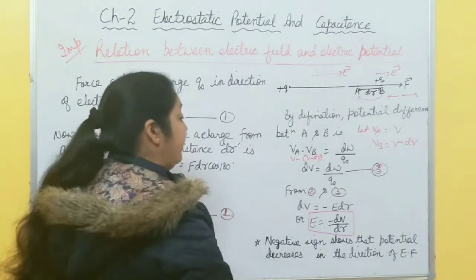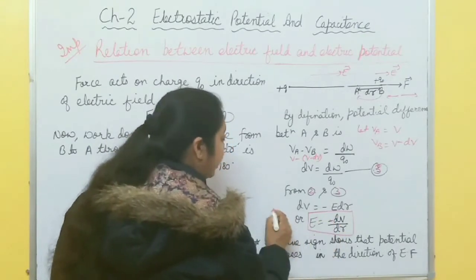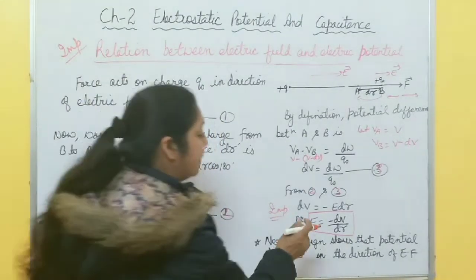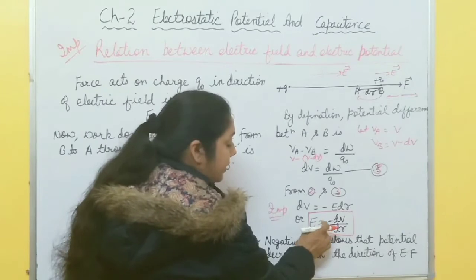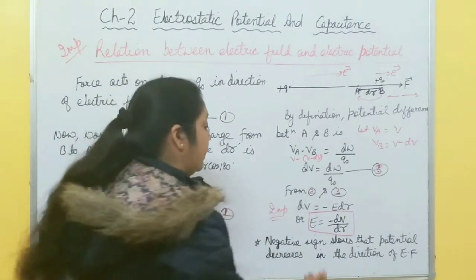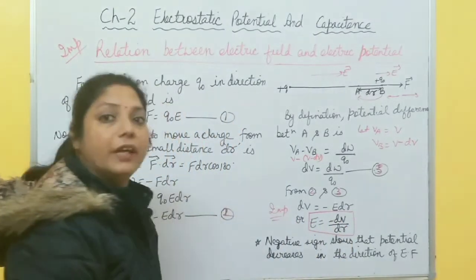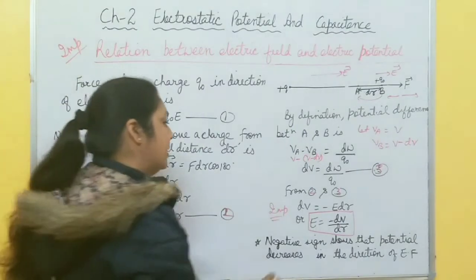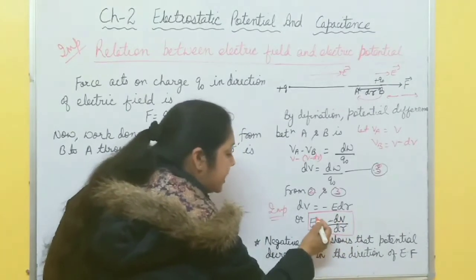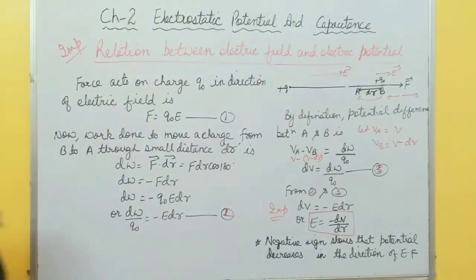It's very important. And what does this negative sign show? It is also very important for 1 mark questions. The negative sign shows that the electric field is in the direction of decreasing potential, or you can say the potential decreases in the direction of electric field. You can say it either way. So just to write: negative sign shows that potential decreases in the direction of electric field. Hope you understood.